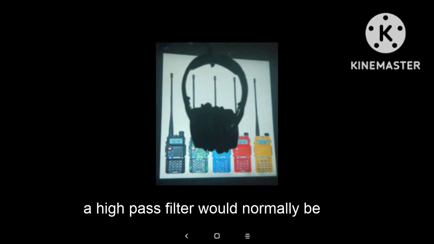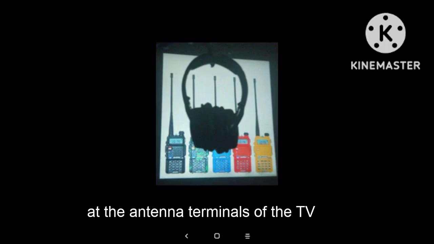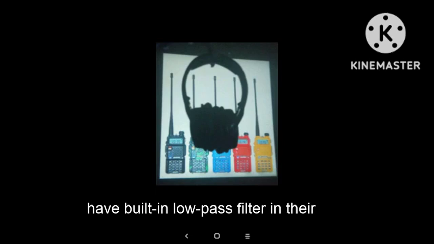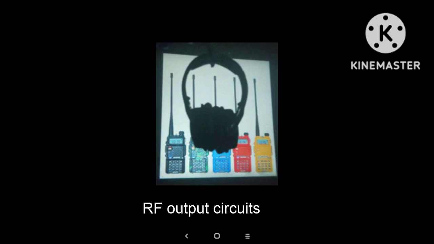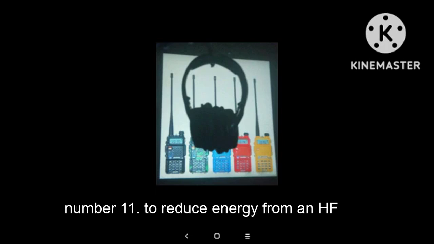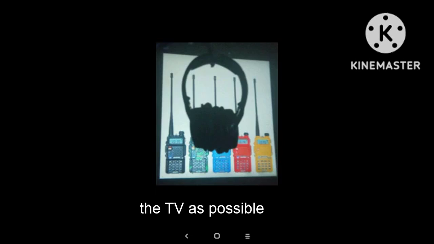Number 9. A high-pass filter would normally be fitted at the antenna terminals of the TV receiver. Number 10. Why do modern HF transmitters have built-in low-pass filter in their RF output circuits? To reduce harmonic radiation. Number 11. To reduce energy from an HF transmitter getting into a television set, you would place a blank as close to the TV as possible. High-pass filter.